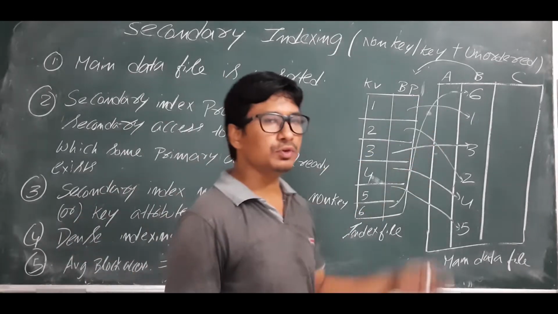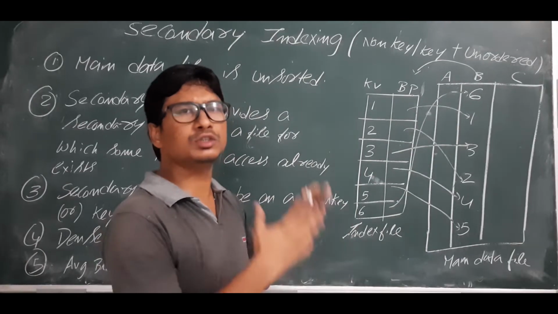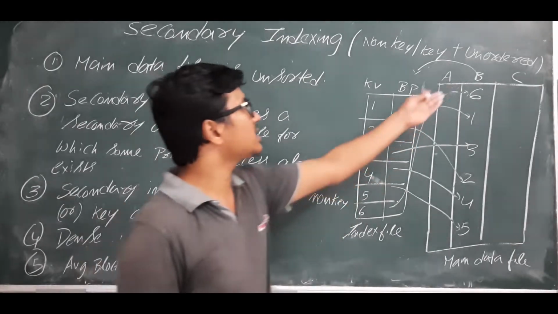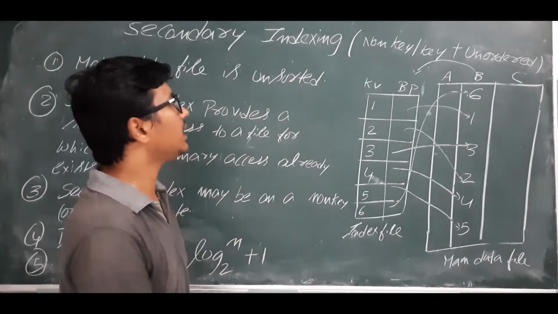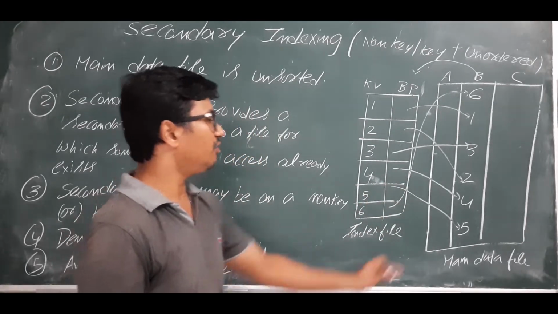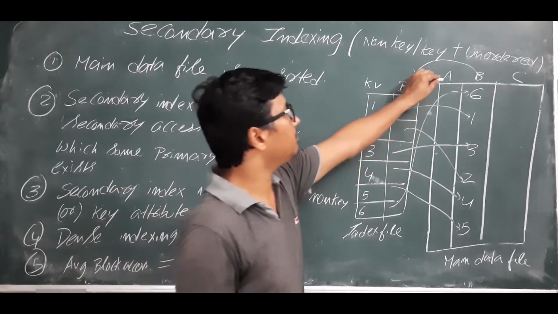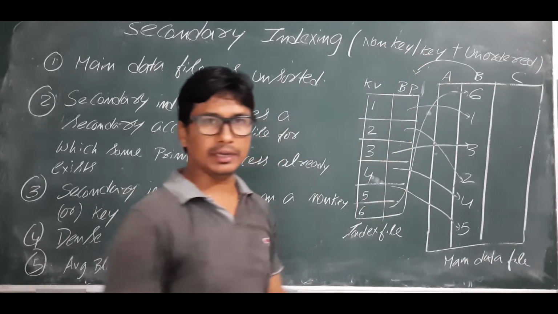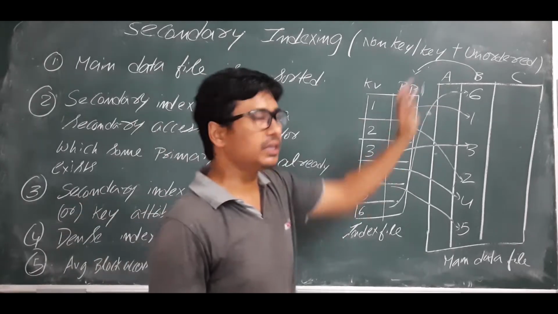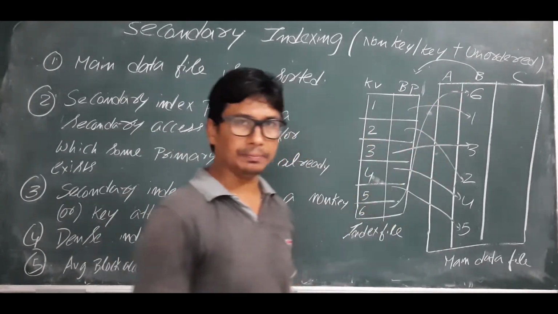So if users are writing queries on the attribute B, then obviously we should create some index on this attribute B. That's why we call this secondary indexing: for a data file where a primary indexing is already there on the primary key attribute A, we want to create another index on the attribute B.